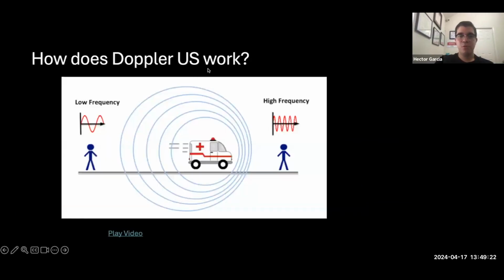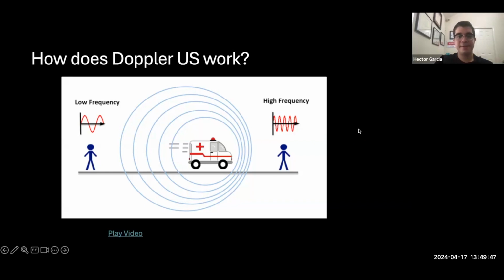Okay, and this is how Doppler works. If you've been in a car and there is a police car or an ambulance approaching you, you feel like the sound is coming faster and faster toward you. And when the ambulance is going away, there is a low frequency. And the same thing is happening in Doppler with the ultrasound.